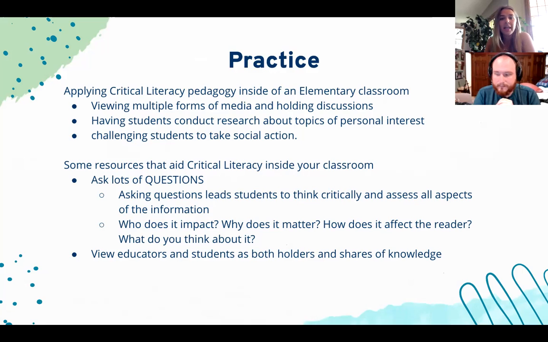Giving students identity in what they are reading or what they are viewing is very important about how they can assess it critically and use it to make changes in the world. And the last and most important resource is viewing educators and students as both sharers and holders of knowledge, creating a collaborative environment and a collaborative curriculum.